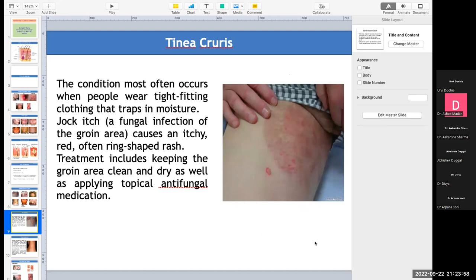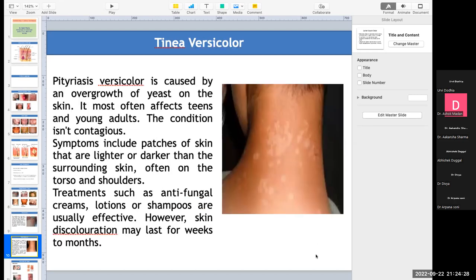If we come to Tinea cruris in a little more detail, this condition most often occurs when people wear tight-fitting clothes that trap moisture. This is also called jock itch. The patient can come with itchy red, open ring-shaped rashes. Treatment includes keeping the groin area clean and dry, as well as applying a topical antifungal.